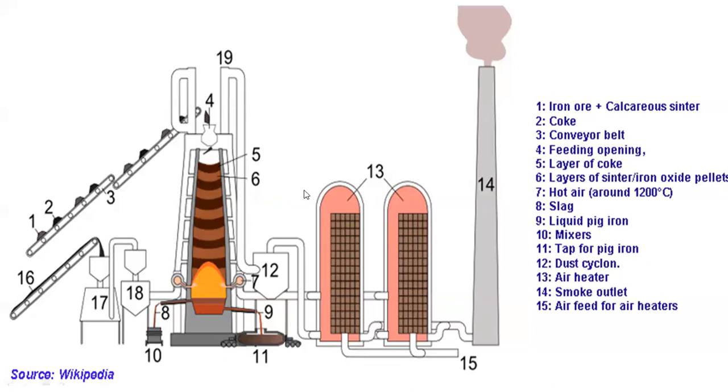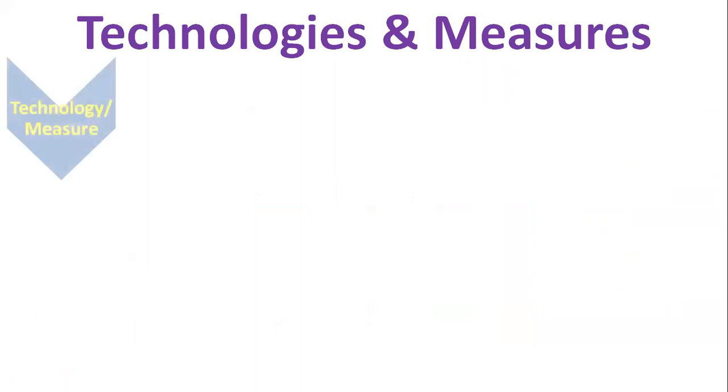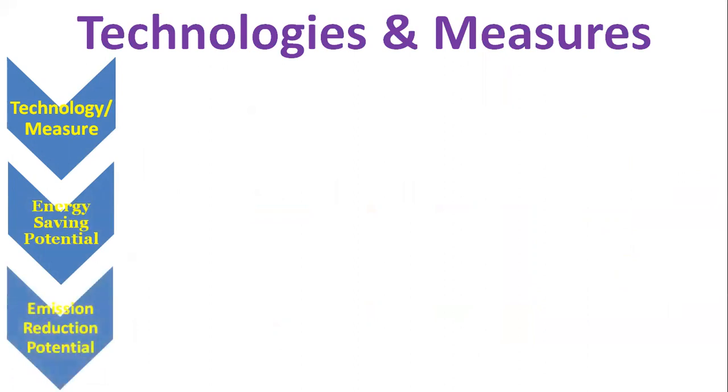Now, with this background, let us see some of the blast furnace system technologies and measures that have been practiced all over the world in order to improve the energy efficiency of the blast furnace. So we'll be seeing basically the technology, that is the measure, then the energy saving potential of each measure, and what are the carbon dioxide emission reduction potentials of these things.